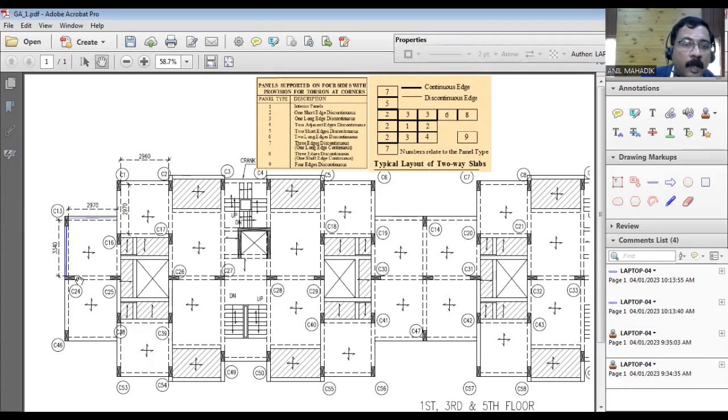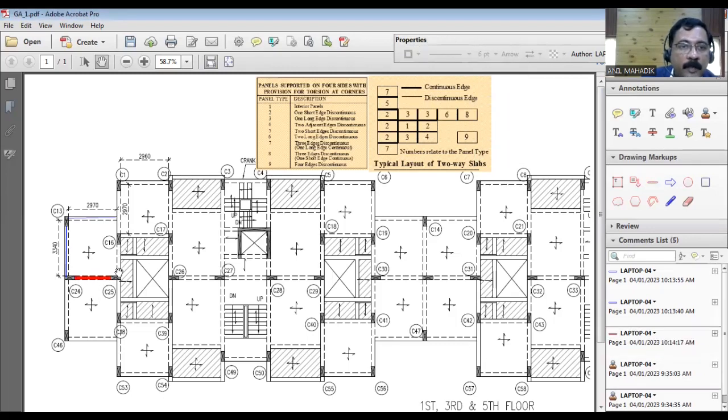Okay. Now here, if you see this edge, there is a slab over here, and the spanning is also in this direction. So that means I can consider this as a continuous edge. Let's show the continuous edge with red color. So this is your continuous edge.